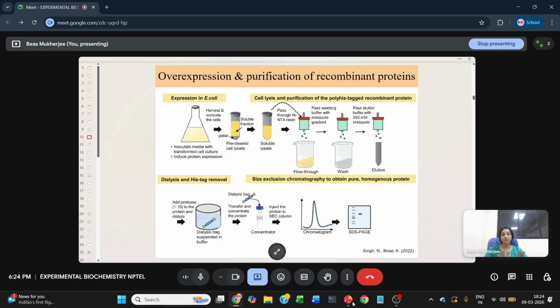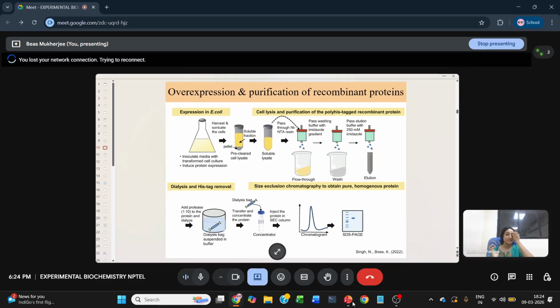Okay, so this is the most important slide. So let's look at it. So expression in E. coli. In this huge bacterial culture, there is a lot of Luria-Bertani broth, and LB is like ready-made food for bacteria. So LB is taken and you only need to add a lot of water and then autoclave it, and so LB becomes this very, very nutrient-rich broth for bacteria, right?